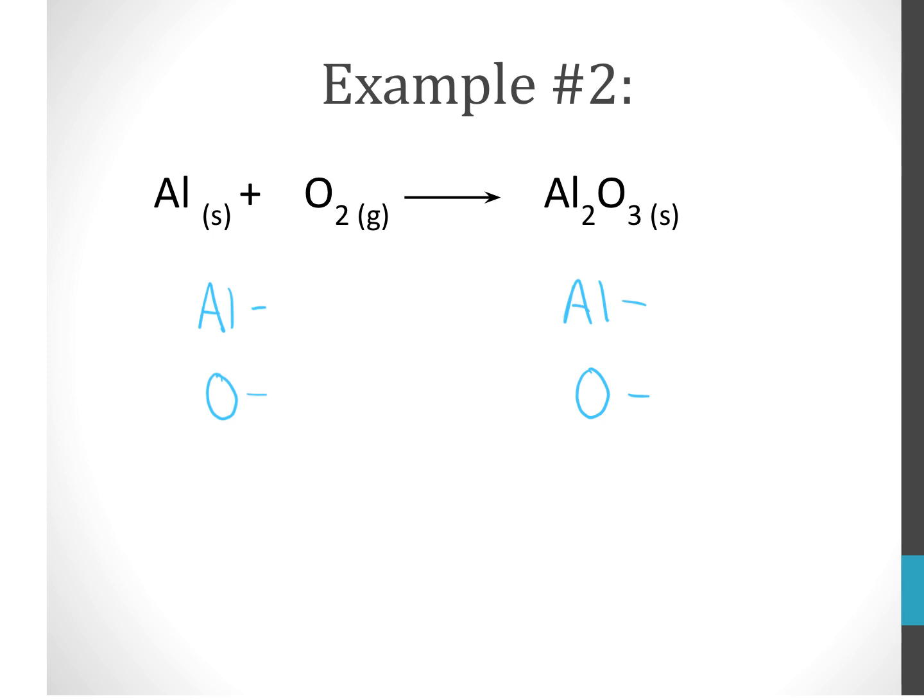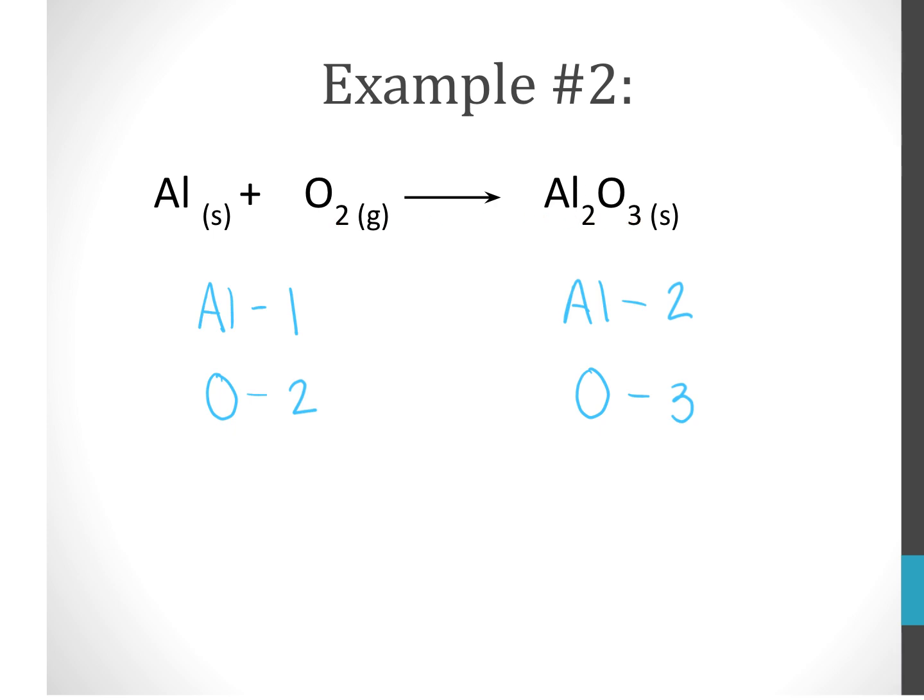How many aluminums are on the left side? 1. How about the right side? 2. How many oxygens are on the left side? 2. And how about the right side? 3. Okay, for this one, we have 2 oxygens and 3 oxygens, so let's start there. Those will be harder to balance than the aluminums. Here we have 2 and here we have 3.